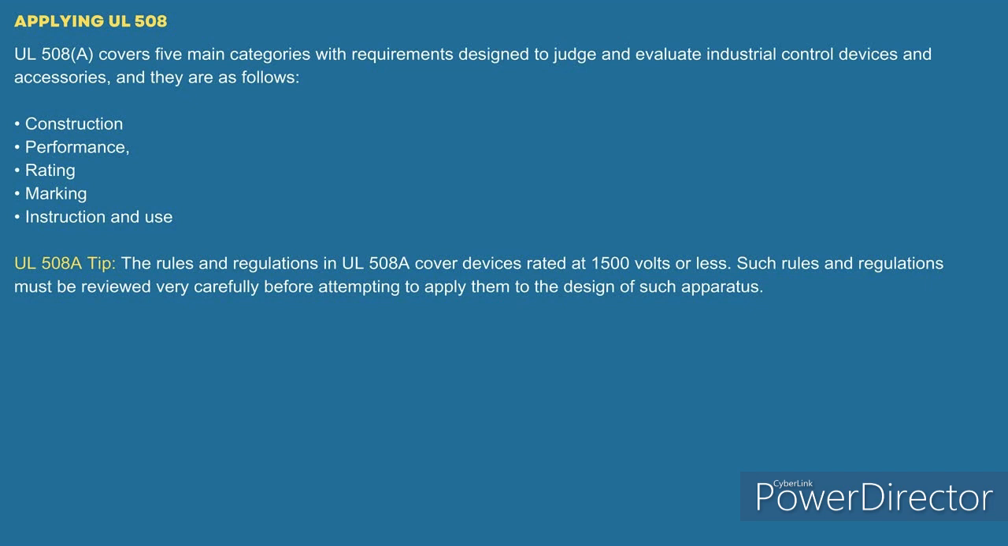Sure. Now, I want to point out one other thing. When you're applying your UL 508, when they look at this and they judge and evaluate these devices and accessories and everything, it's based on 5 main categories. They look at the construction of the equipment, the performance, the rating, the marking, and the instruction and use of that equipment. And these are for devices that are rated 1500 volts or less. Okay. Gotcha. They go through everything to make sure.